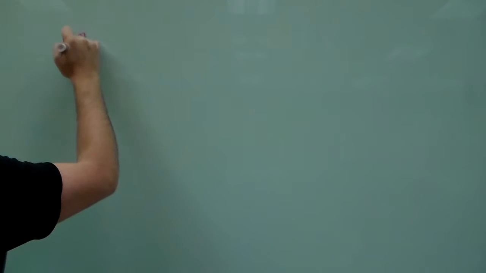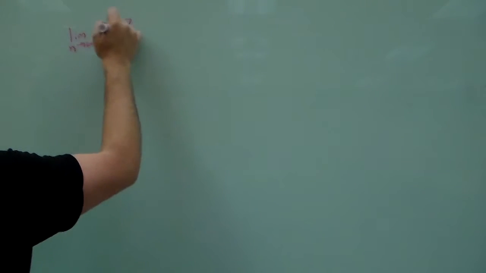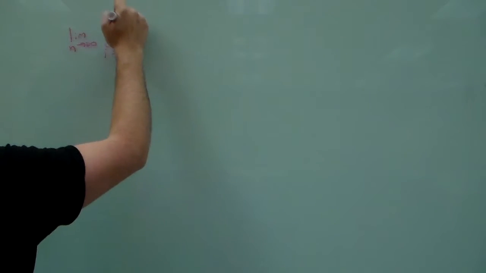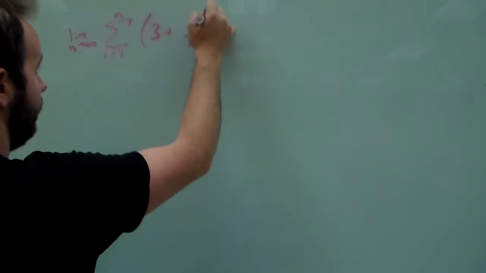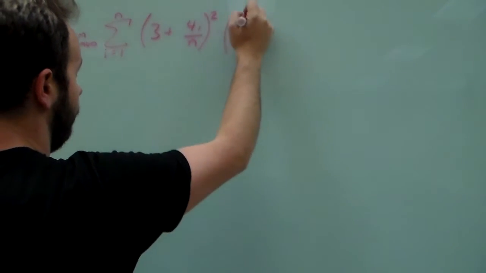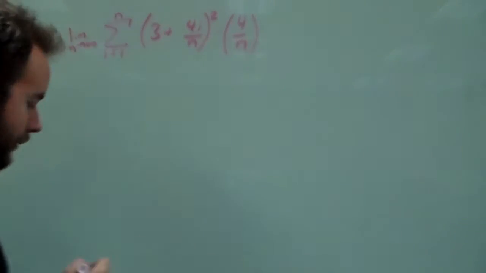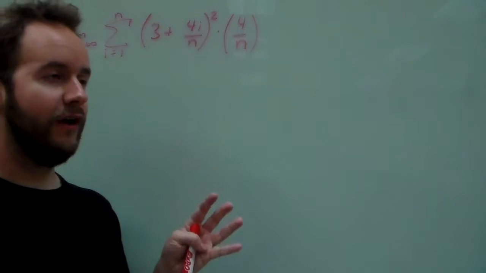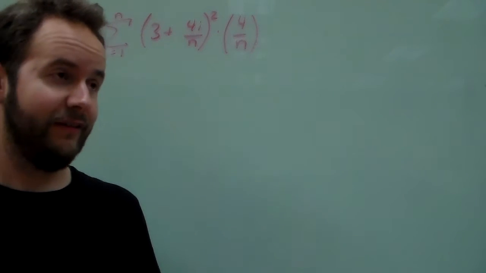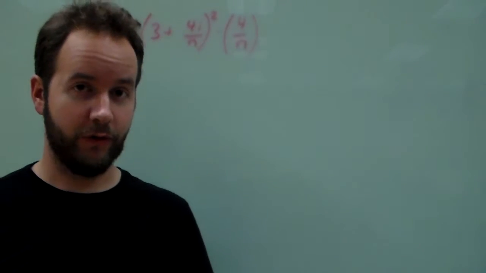Now, next problem is a little bit trickier. So we're given a Riemann sum. We're given the limit as n approaches infinity of the summation from i equals 1 to n. I believe (3 plus 4i over n) squared times 4 over n. This messes up a lot of people. So, first things first is, rather than try and figure out which integral this represents, it's easier to go ahead and eliminate answer choices it can't be.